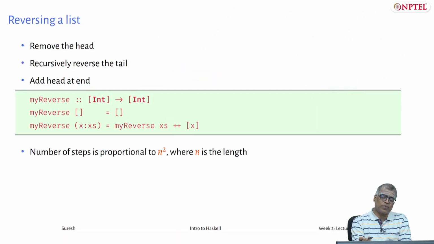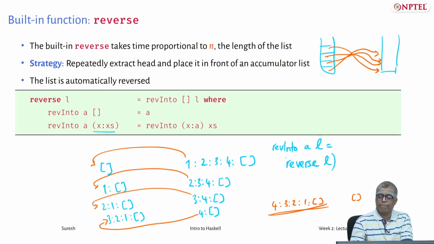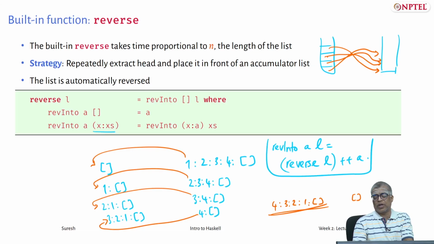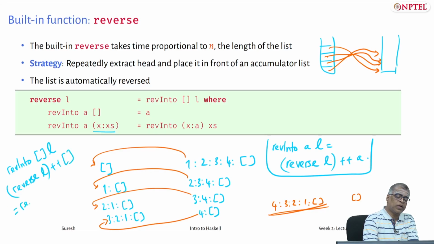And finally, we saw a nice program to reverse the elements in a list. If you want to reverse a list, you reverse the list into an accumulator, or rather, so reverse into, this is what you are computing. Rev into actually has this behavior. So therefore, if I do rev into the empty list L, then I will get nothing but reverse of L plus plus empty list, which is nothing but reverse of L.